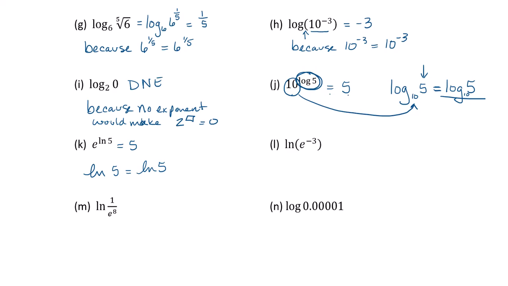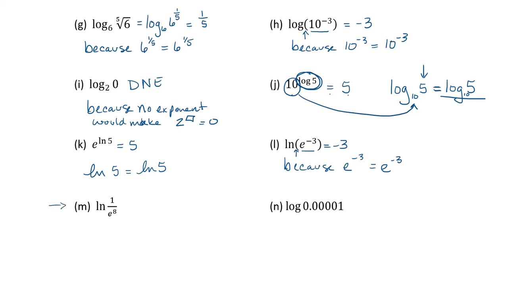Here, the natural log of e to the negative 3. Let's start with our reasoning. The reasoning is because e to what power is giving me e to the negative 3? That would be a negative 3. So the exponent that I place on base e to turn it into e to the negative 3 is, of course, negative 3.